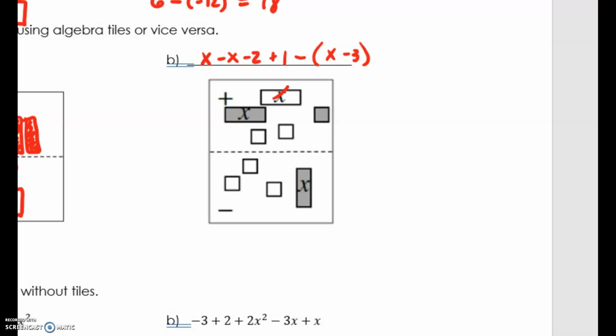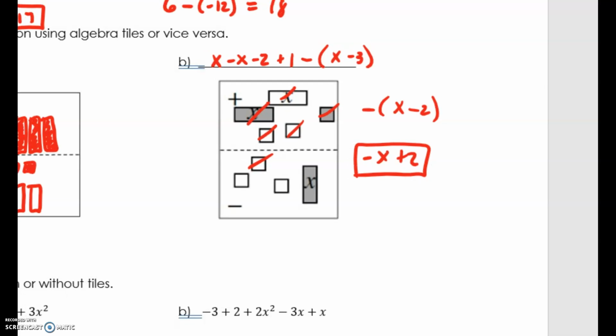Okay, these are inverses of each other, so they eliminate. These are as well. And then I could do one set of the negatives as well, like that. So everything in the top has canceled out. And then the bottom, I'm left with, in the minus region, an x and a -2. And I could distribute that negative if I wanted to and get -x plus 2. So that is the simplified version of the same question.